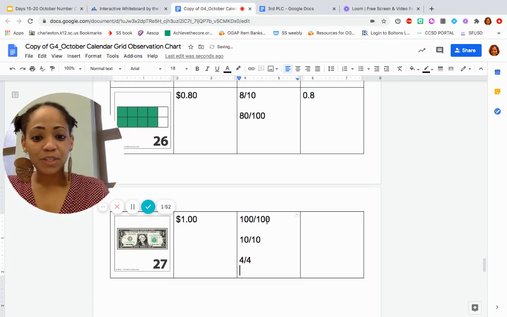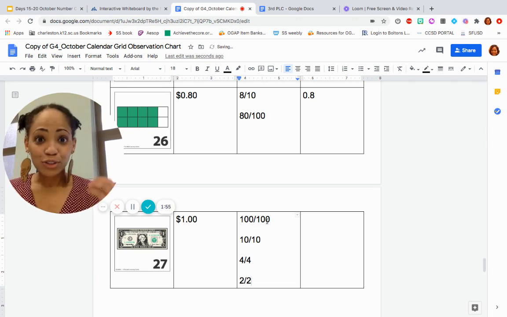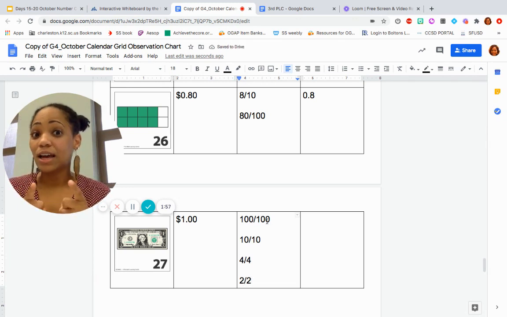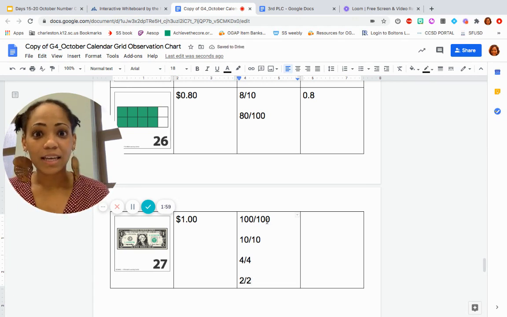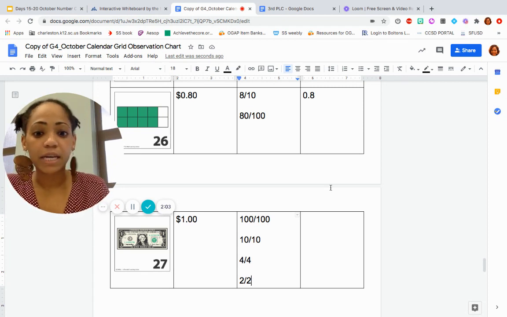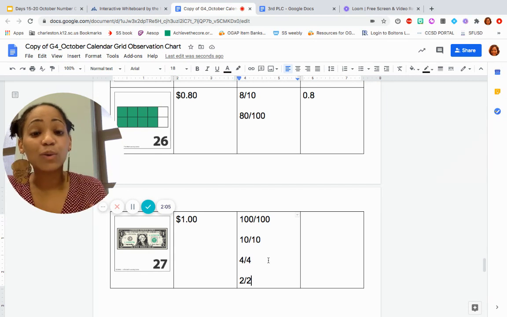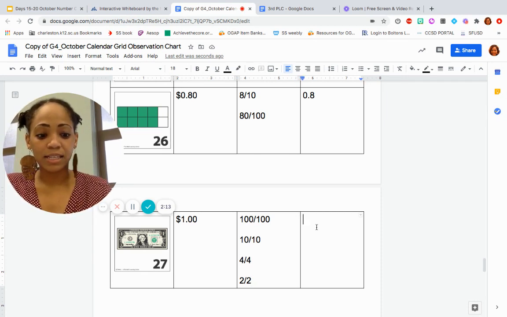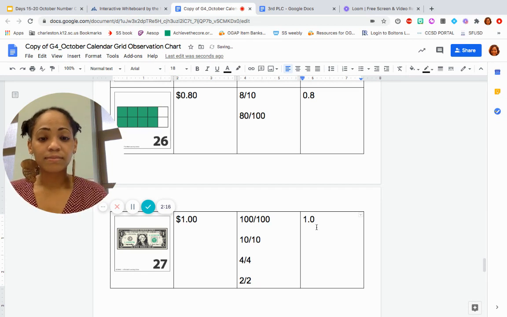Or even 2 out of the 2 half dollars, because we did see a half dollar this month, that it would take to make up a dollar. And we could go on and on because all these fractions are equivalent to 1 whole. You got it. So I write that as a decimal, just 1. 1 decimal 0. That's all it is.